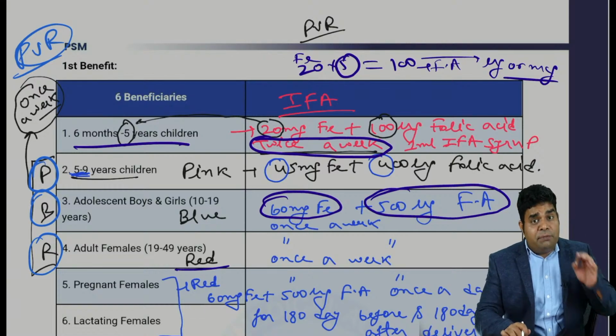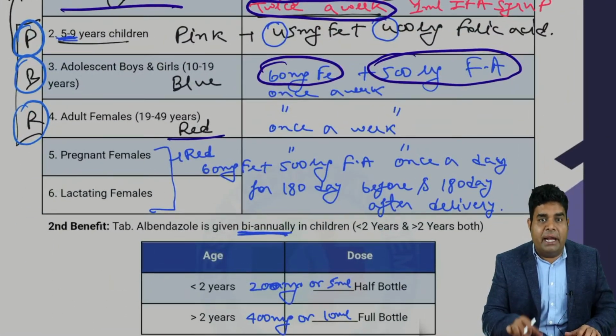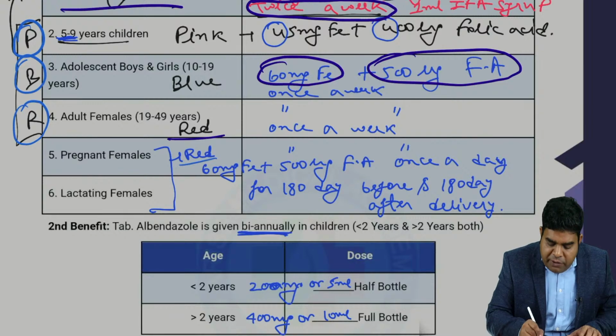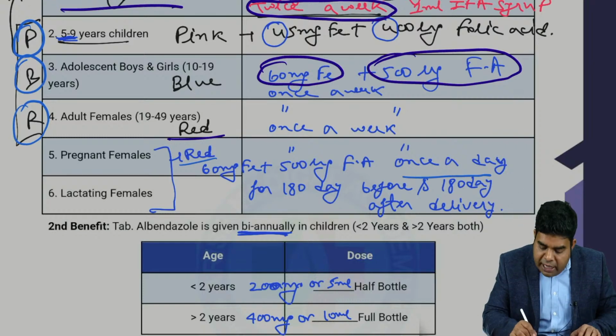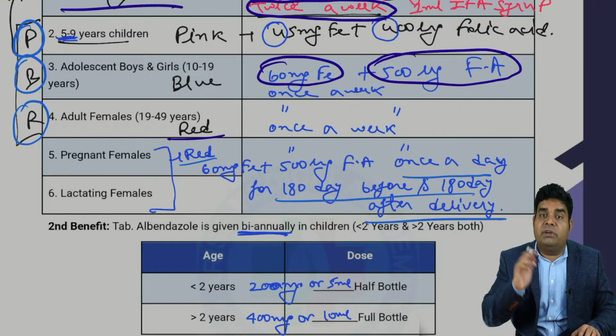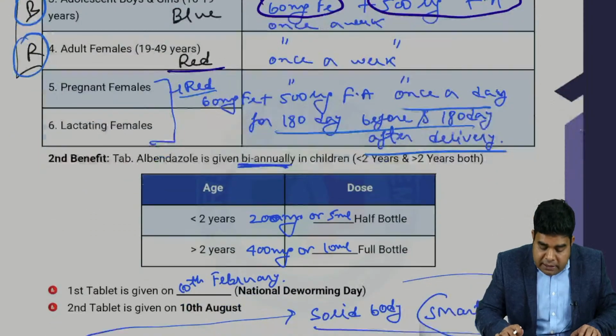But if the same red tablet is given to a pregnant female, in pregnancy we cannot give it once a week, so there we give it once a day. Same dose, but once a day in pregnancy and lactation, 180 days before and 180 days after delivery. Okay, this is the first intervention.